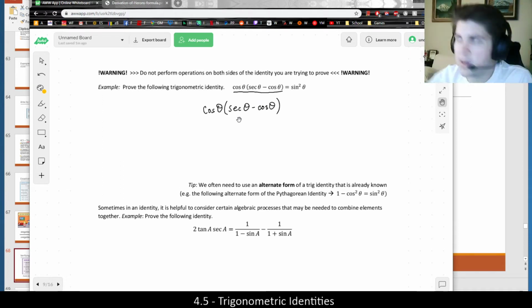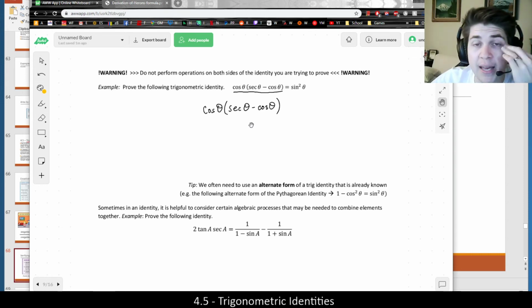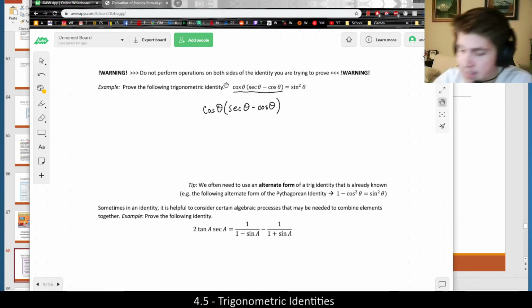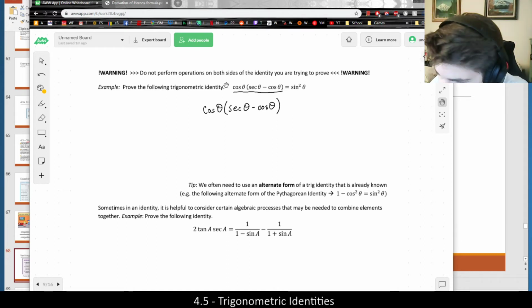One of the things I would start with, as with simplifying identities or simplifying expressions, is trying to change everything to terms of sine and cosine. Like in this example, sorry, my tablet.